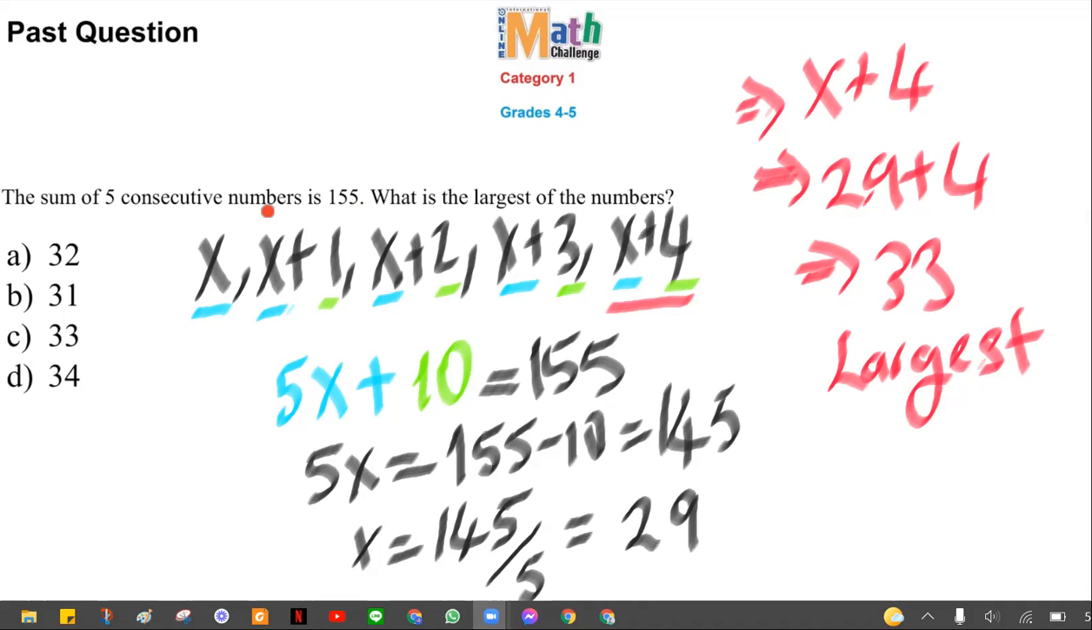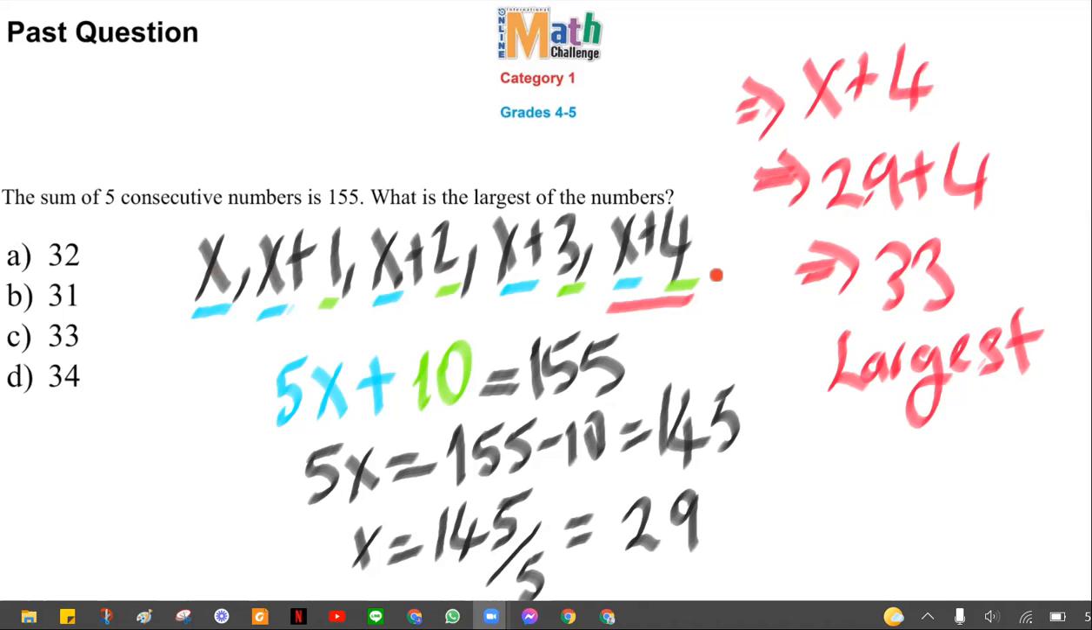First of all, let's see what's consecutive. Consecutive means numbers that follow each other. For example, if first number is 10, then the others are 11, 12, 13. So it goes in that way. Since there are 5 of them, if we call the first one x, the next one will be one more, x plus 1. After that, x plus 2, x plus 3, x plus 4. So we have 5 numbers, and they are consecutive, means they follow each other.